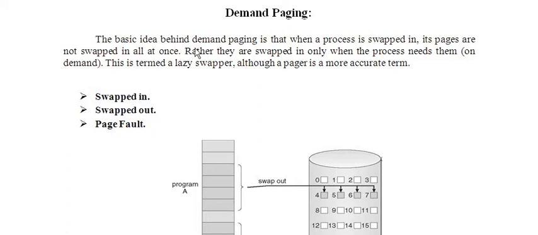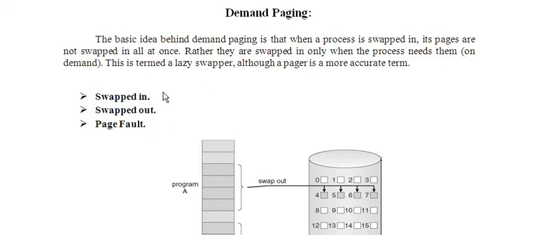The basic idea behind demand paging is that when a process is swapped in, its pages are not swapped in all at once, rather they are swapped in only when the process needs them. This is called a lazy swapper. So why lazy swapper? Because the whole process is not swapped in, only part of it, and other things will be swapped in whenever they are required.